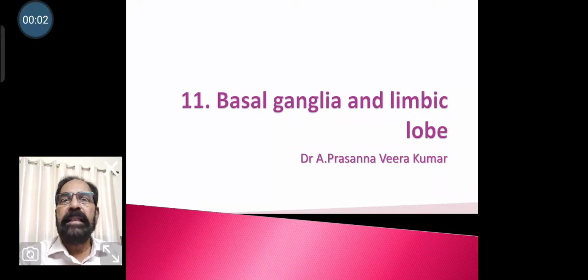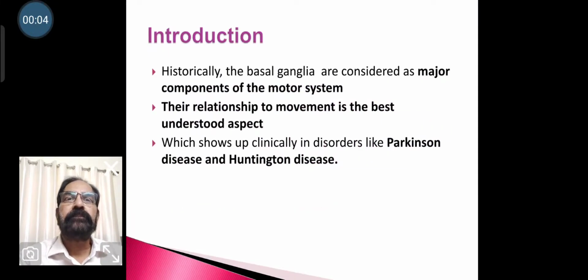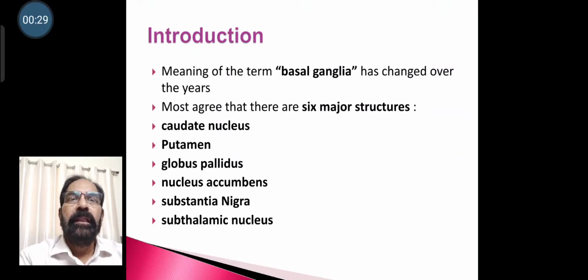Ganglia and limbic lobe. Historically, the basal ganglia are considered as major components of the motor system. Their relationship to movement is the best understood aspect, which shows up clinically in disorders like Parkinson's disease and Huntington's disease. The meaning of the term basal ganglia has changed over the years.